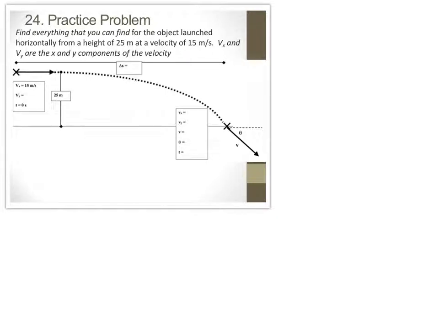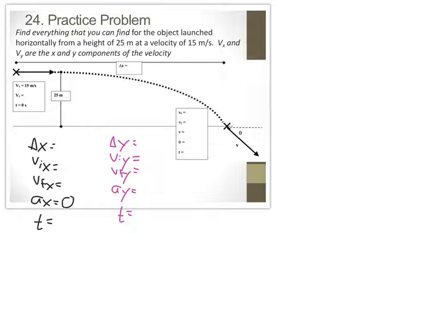So we're going to work through an example here of a horizontal launch, and then we'll do an angled launch. And we're going to find basically everything that we can find for this situation. So I'm going to start by setting up my two charts and going from there. So I know as always that my acceleration is 0 in the x direction. I know that my acceleration in the y direction is going to be negative 9.8 meters per second squared.